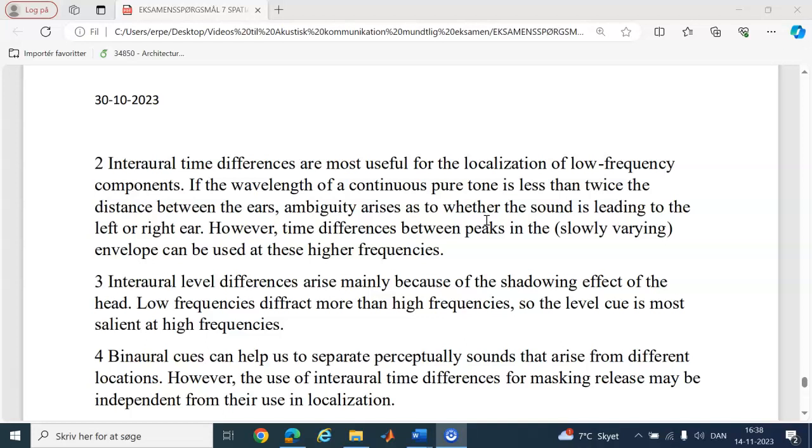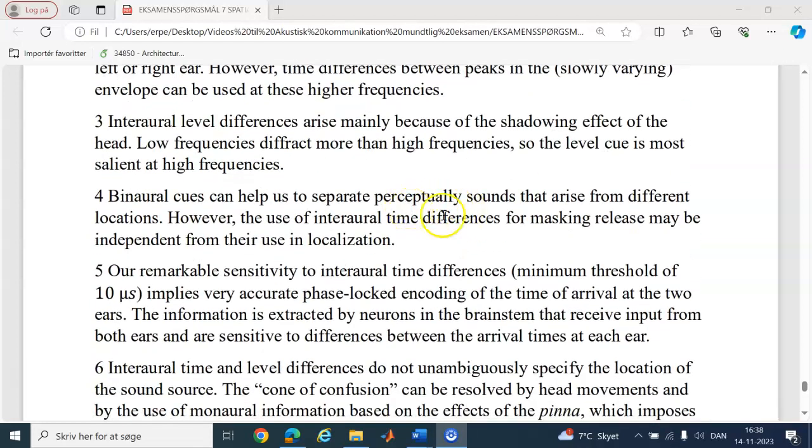Interaural level differences arise mainly from the shadowing effect of the head. Low frequencies diffract more than high frequencies, so the level cue is most salient at high frequencies. Binaural cues can help us to separate perceptual sounds that arise from different locations. However, the use of interaural time differences for masking release may be independent from their use in localization.